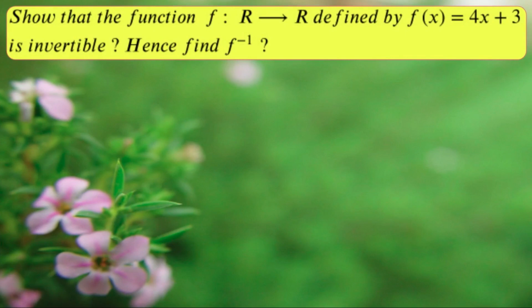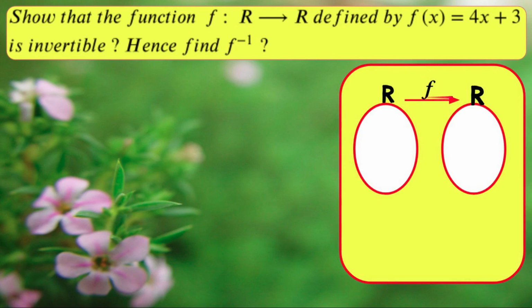See a problem. Show that the function f from R to R defined by f of x equal to 4x plus 3 is invertible. Hence find f inverse. Invertible prove ചെയ്യാൻ ഇത്രേ ഉള്ളൂ. f from A to B ആണെങ്കിൽ there exists another function g from B to A such that g composition f equal to identity function and f composition g equal to identity function. But here f is a function from R to R. ഇവിടെ what is g?